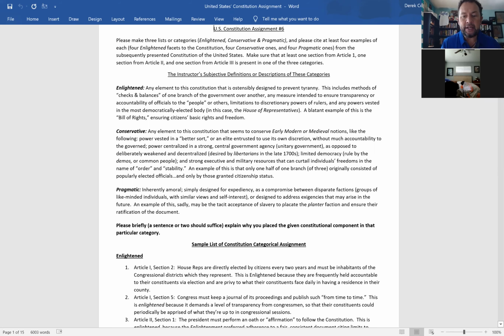Conservative, just anything that is conserving the status quo, conserving tradition, because I acknowledge that this is even more of a nebulous adjective that I'm using for conservative than enlightened. With conservative, though, to me, subjectively, that's why I try to put my subjective definition here as far as examples, to me, a unitary government is conservative.